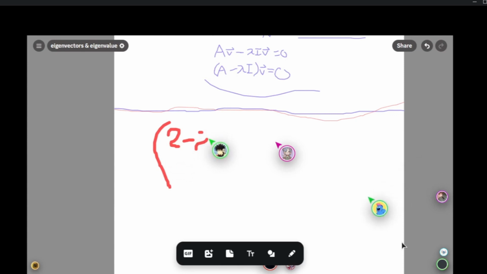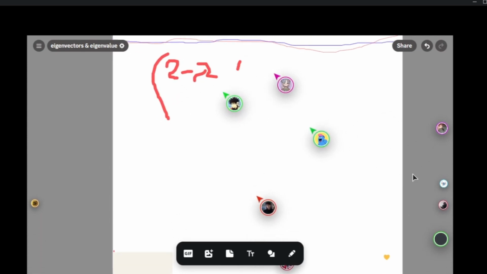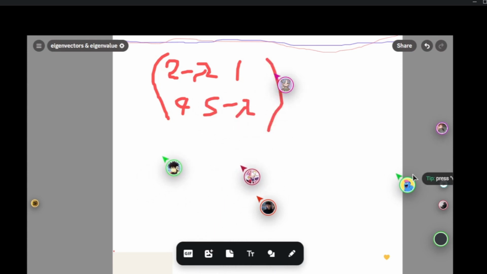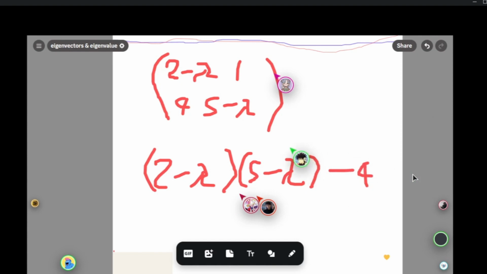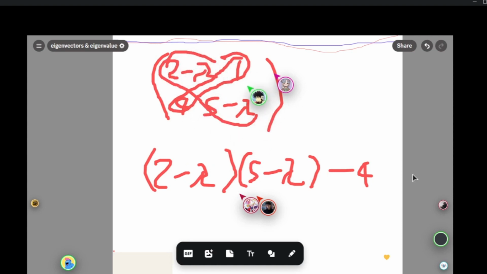2 minus lambda, 1, 4, 5 minus lambda. The determinant is simply 2 minus lambda times 5 minus lambda, and that would be minus 4. So multiplying these like that. Okay, that makes that really hard to see.